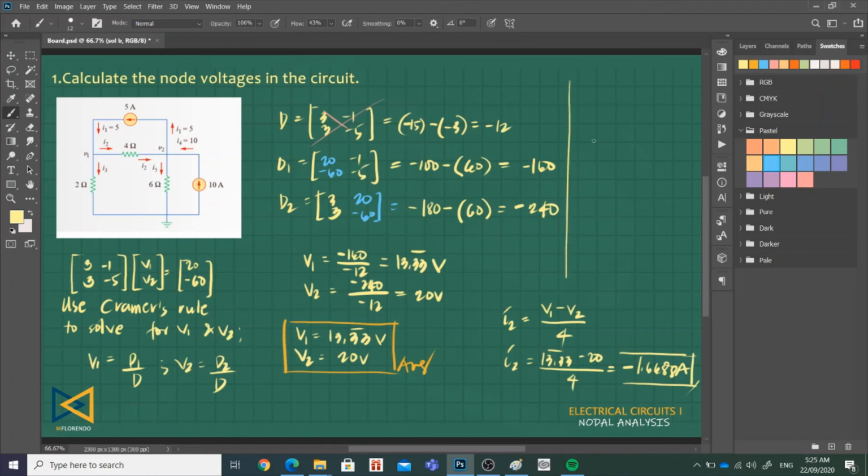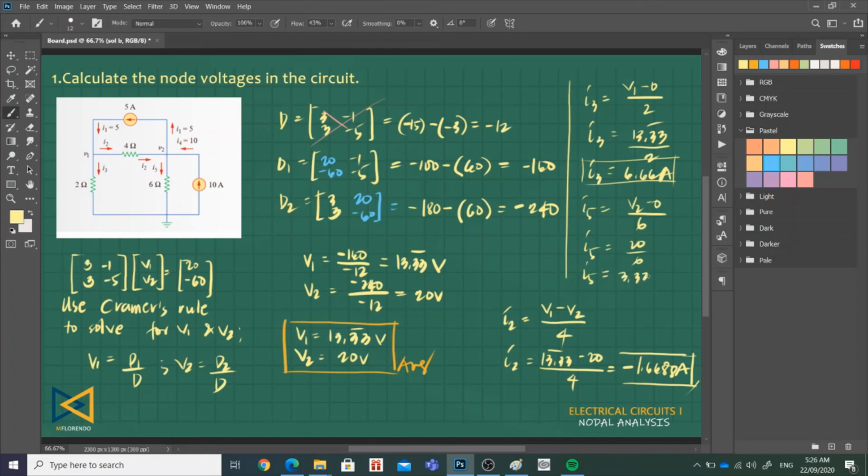How about, ano pa, yung I1 and I4, meron na kasi I sub 3. So, yung I sub 3 mo ngayon, that is V1 minus 0 over 2. Or I sub 3 is V sub 1, 13.33 over 2. I sub 3 is 6.66 ampere. Ayan. Next, ano pang pwedeng hanapin? I sub 5. I sub 5 is V sub 2 minus 0 over 6. So, I sub 5 is 20 over 6, so I sub 5 is 3.333 ampere. Ayan. Ngayon, meron na kasi tayong I sub 1, which is 5 ampere, and I sub 4, which is 10 ampere.